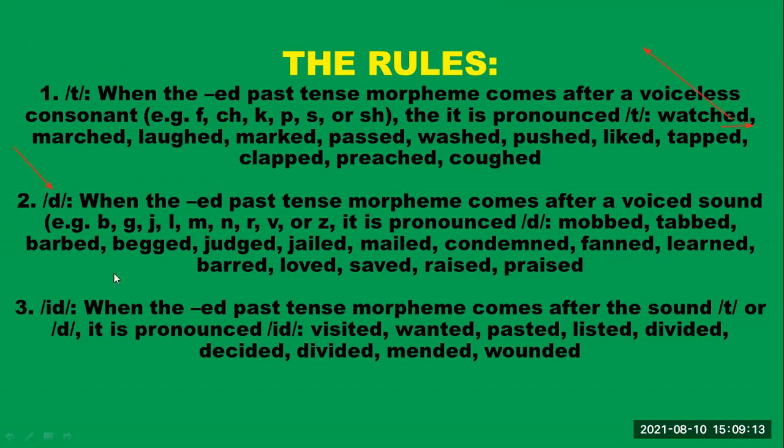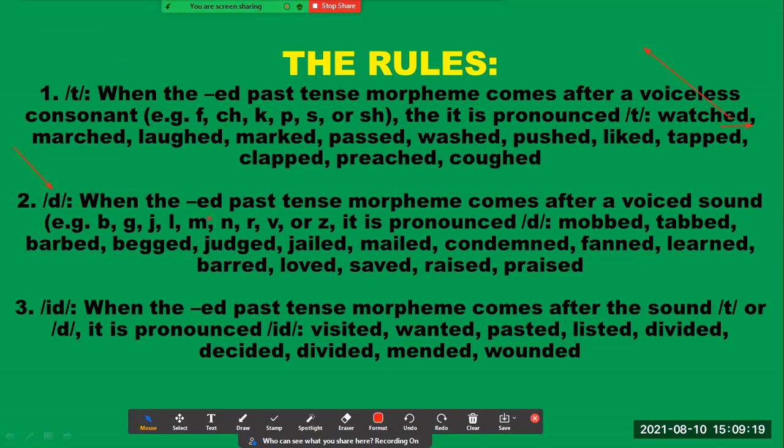Now let's look at the second rule here. The second rule states that when the ED past tense morpheme comes after a voiced sound, it could be a voiced consonant or a vowel sound. A vowel sound is voiced, but when you come to consonants, some consonant sounds are voiceless and some are voiced. So that is exactly what happens. The ED past tense morpheme is pronounced D, as we have in mobbed.